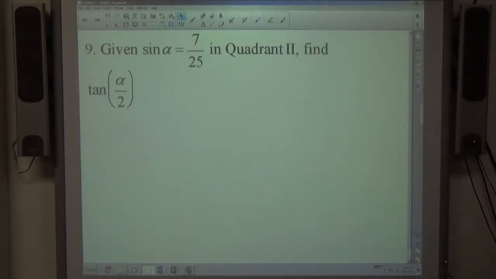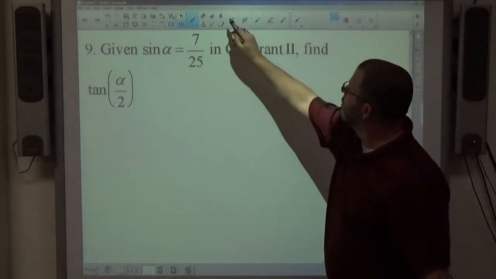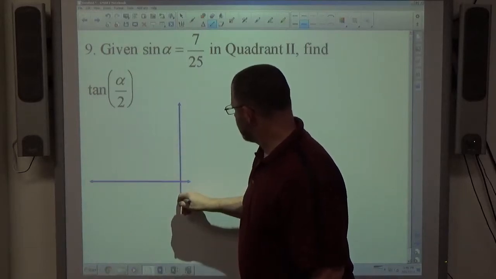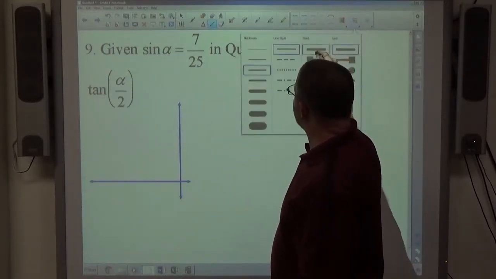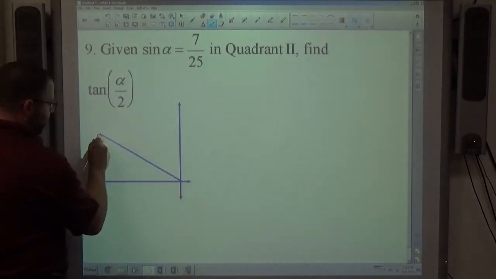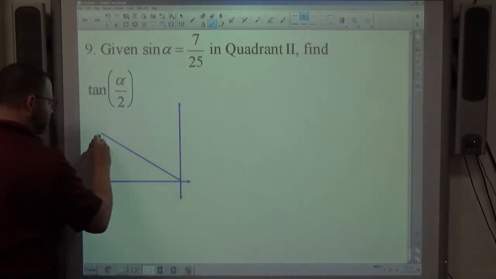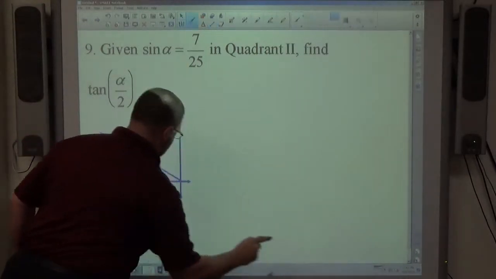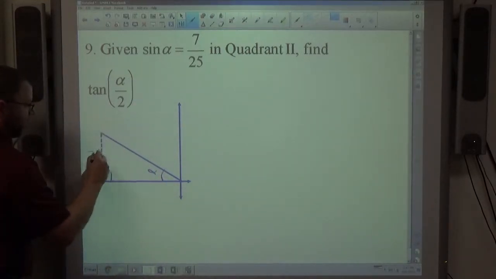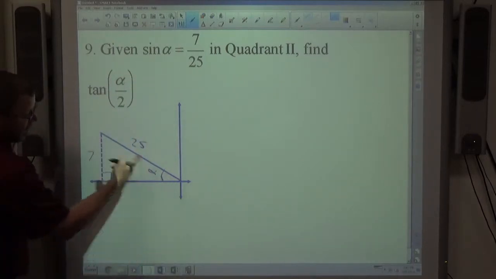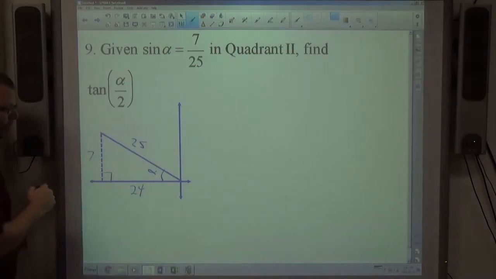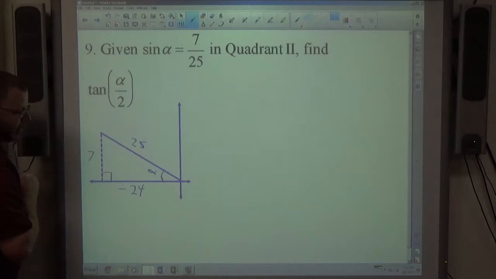Number 9, same deal. I've given you sine of alpha 7/25 in quadrant 2. So once again, we're in quadrant 2. So if I draw that correctly, here's quadrant 2, and we want to put this angle alpha in quadrant 2, 7/25. There's my right angle. Here's my angle alpha. Opposite 7, hypotenuse 25, and notice it's positive 7/25. Hypotenuse always positive. We're going up, that's positive. 7, 24, 25 is my Pythagorean triple. And since I'm going to the left for the adjacent side, it's going to be negative 24.